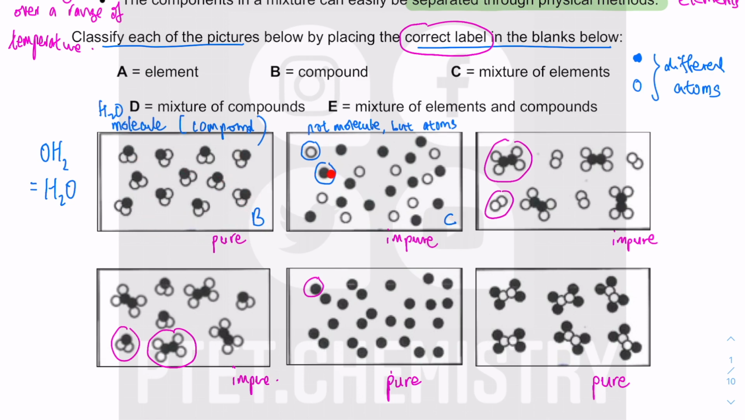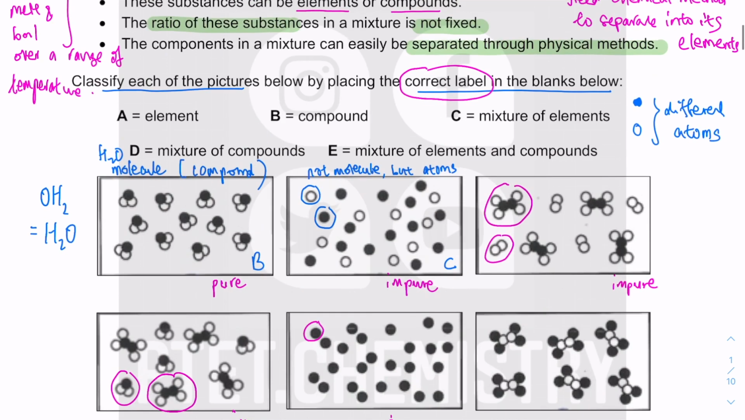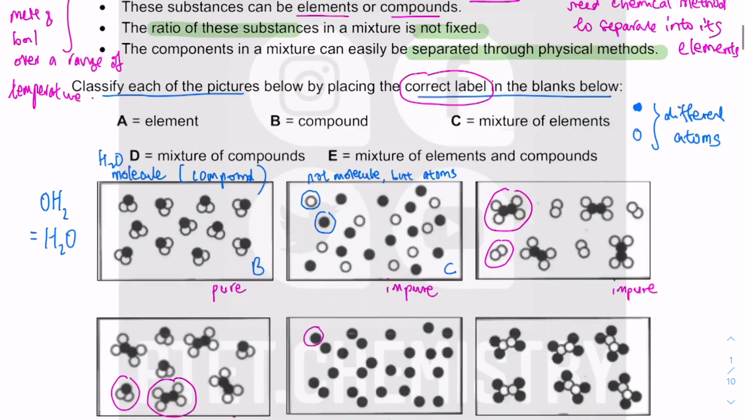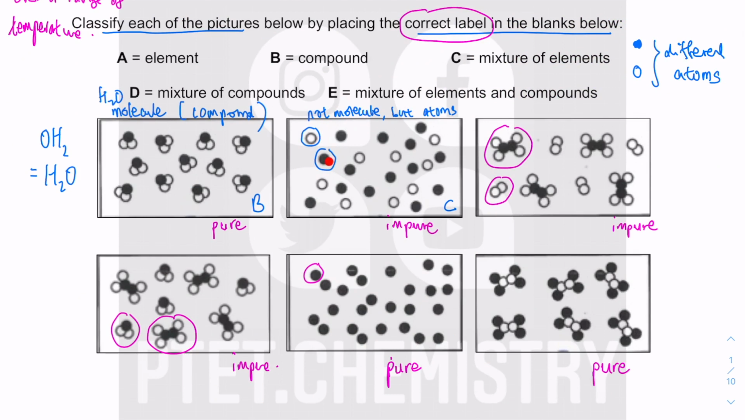Here is a mixture. It's a mixture of elements because each of the black ones exists as individual atoms. Each of the white ones exists as individual atoms. So you have a mixture of elements here, because elements can be atoms or molecules. Here, this is an element, this is an element. You have a mixture of elements, so this is option C here.